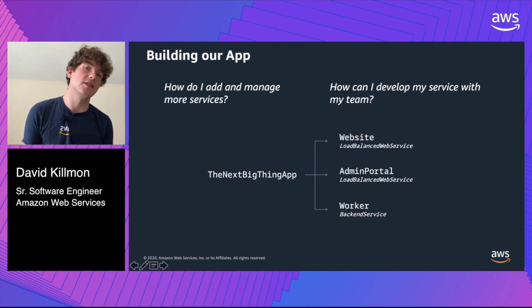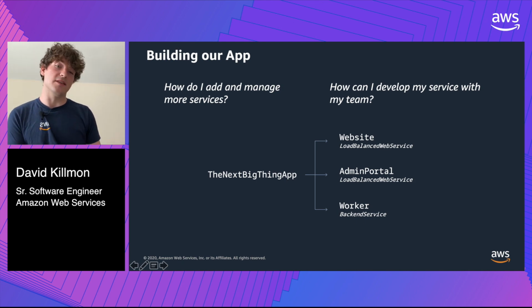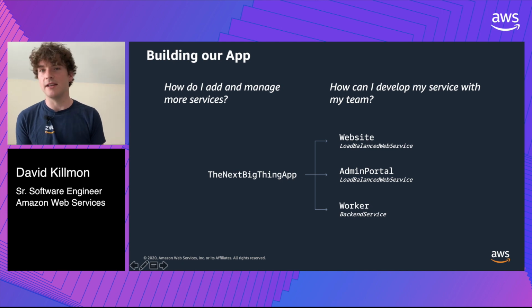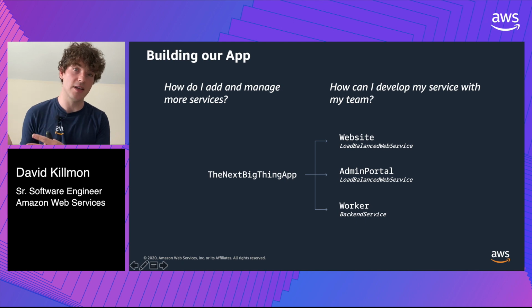So our website is a load balanced service, and so is our admin portal. This sort of indicates to me that these are going to be front-end services. I'm going to be able to access these from the internet. But my worker service is a back-end service. It doesn't have any access to the internet. It's private. So this is super cool because that way, with Copilot, you can view all of these services at a glance just from your one application.